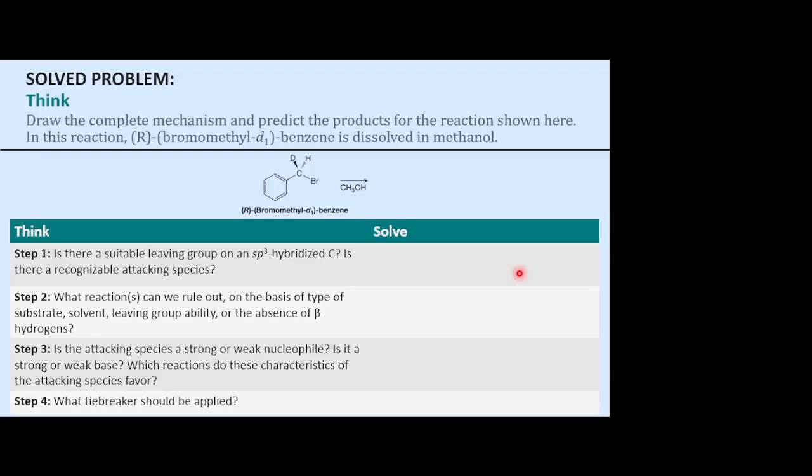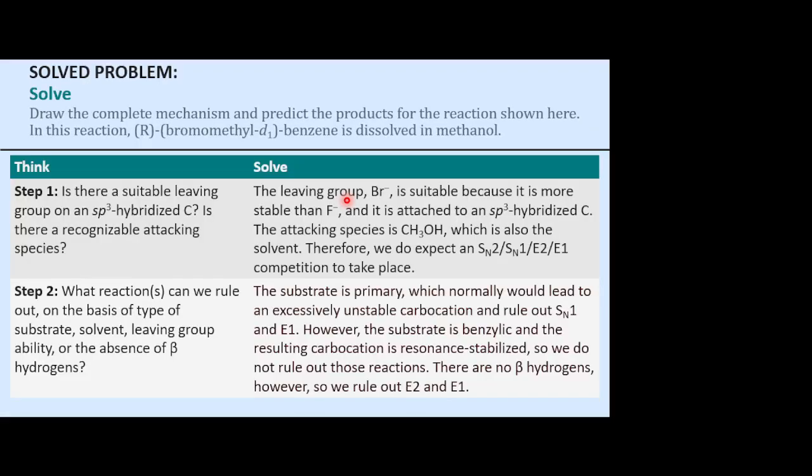Okay, so step one, right? Do we have a leaving group? Is that leaving group on an sp3 hybridized carbon? Do we have a recognizable attacking species? Yep, we're still good to go, aren't we? Step two, what reactions can we rule out in terms of substrate, solvent, leaving group ability, absence of beta hydrogens being the ones next one over, right?